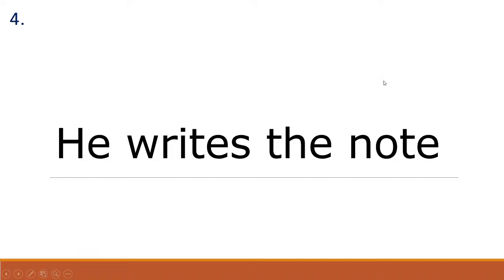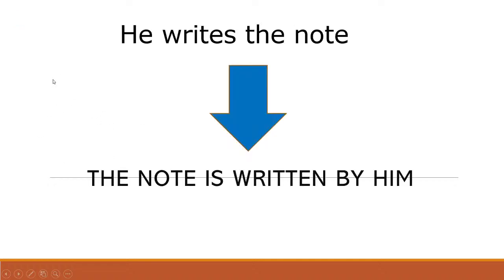So the note is here the singular number. So the note is, right? So write, wrote, written. Written is here the PP form. So the note is written by, he will become him. So the note is written by him, right? Is this the answer? Right?